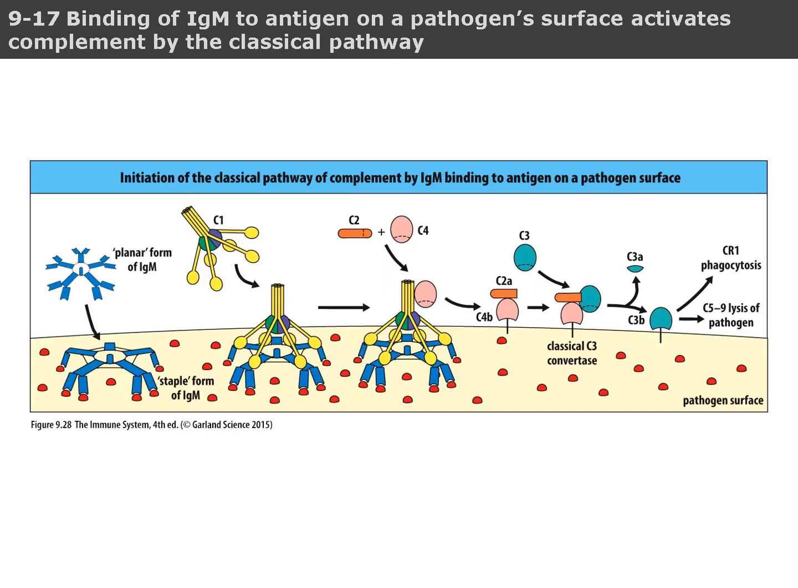This figure details how IgM activates the classical complement pathway once it binds to a pathogen surface. IgM is first secreted in a planar form, which cannot bind complement. But upon binding to multiple antigens on a pathogen surface, it adopts a staple conformation, exposing sites for C1 complex binding. The C1 complex initiates the cascade by activating C2 and C4, forming C4b2, the classical C3 convertase.